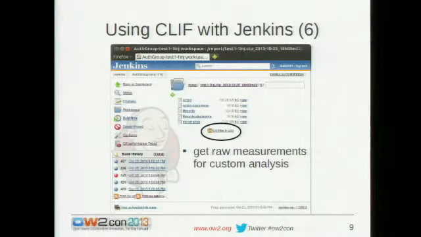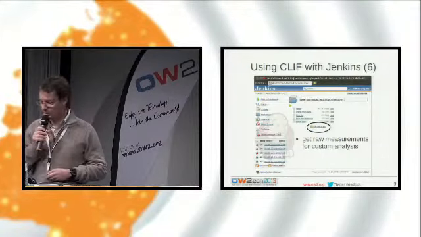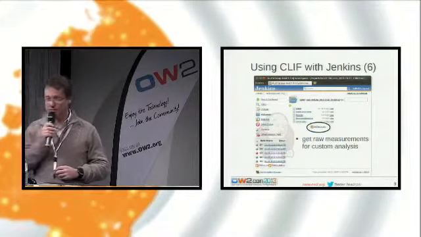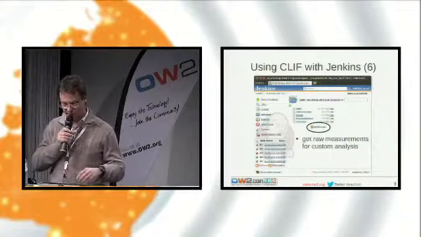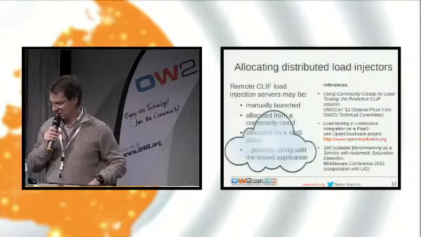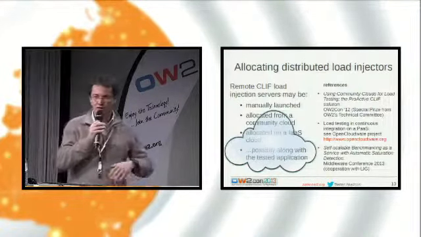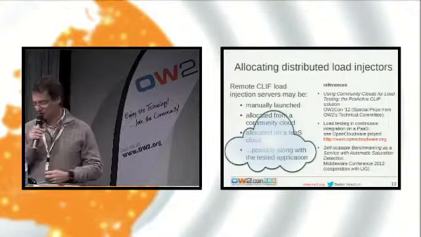Well, now this is all done automatically. Should you want to perform custom analysis, you just have to click on this link here to get all the measurements in a zip file. Measurements are stored in text files with comma-separated values. Okay, so that was the point about Jenkins.